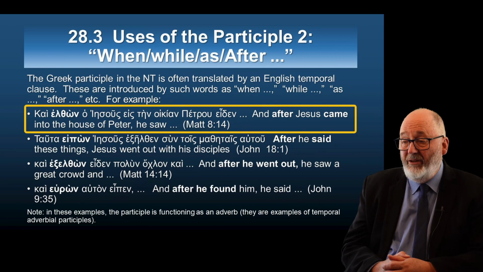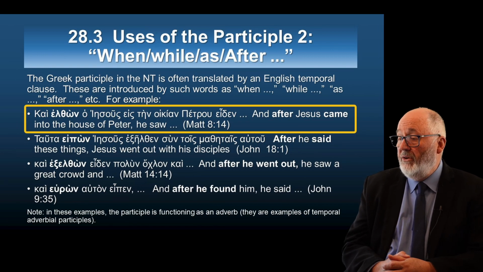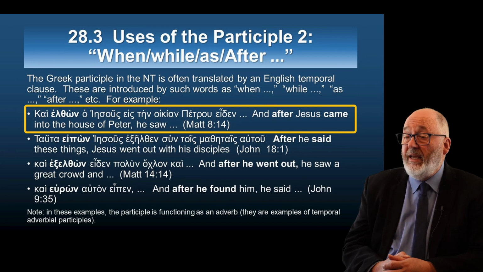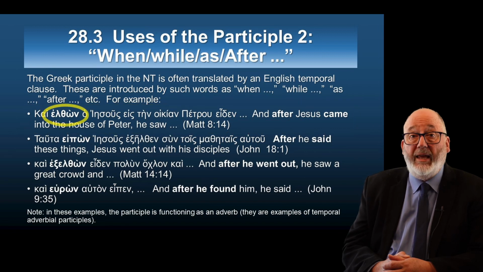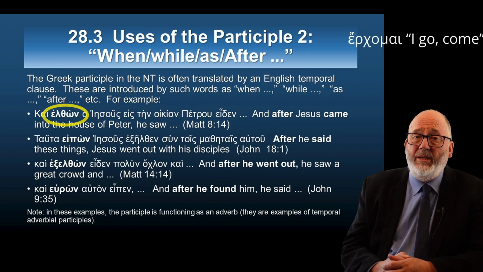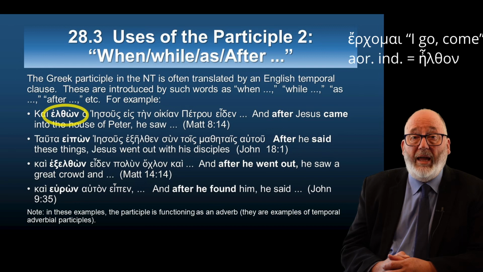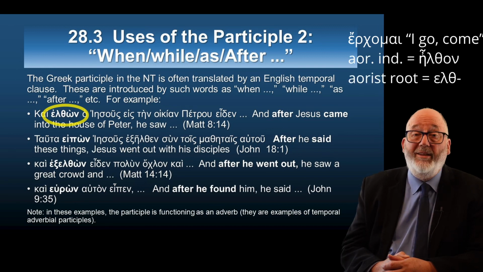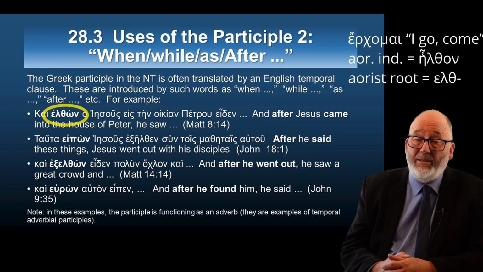Kai elthon ho Jesus eis tein oikian Petrou eiden. And after Jesus came into the house of Peter, he saw. So the participle here is elthon. It's from the verb erchomai, and you probably remember erchomai. It has the aorist elthon, and elthon is the aorist participle.